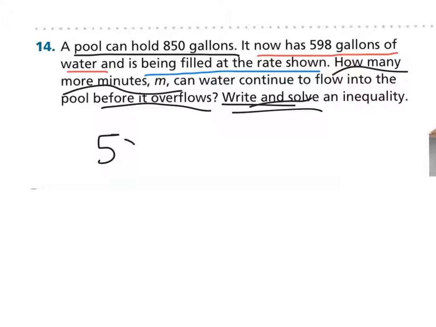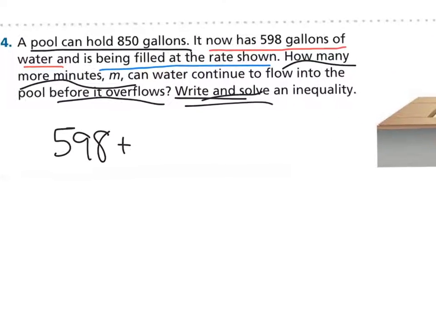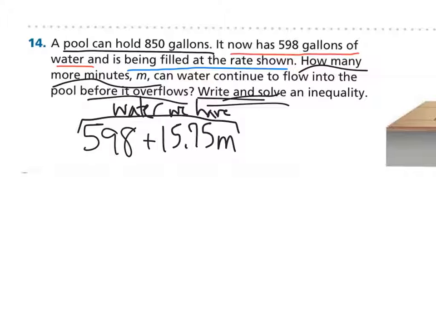All right, so this time we've got 598 gallons right now, and then it's going up by 15.75 gallons per minute. So plus 15.75 gallons times however many minutes. And we want to see before it can overflow. So this is how much water we have. So the water we have in the pool needs to be then less than or equal to 850 gallons. So that would be our inequality to start out with.